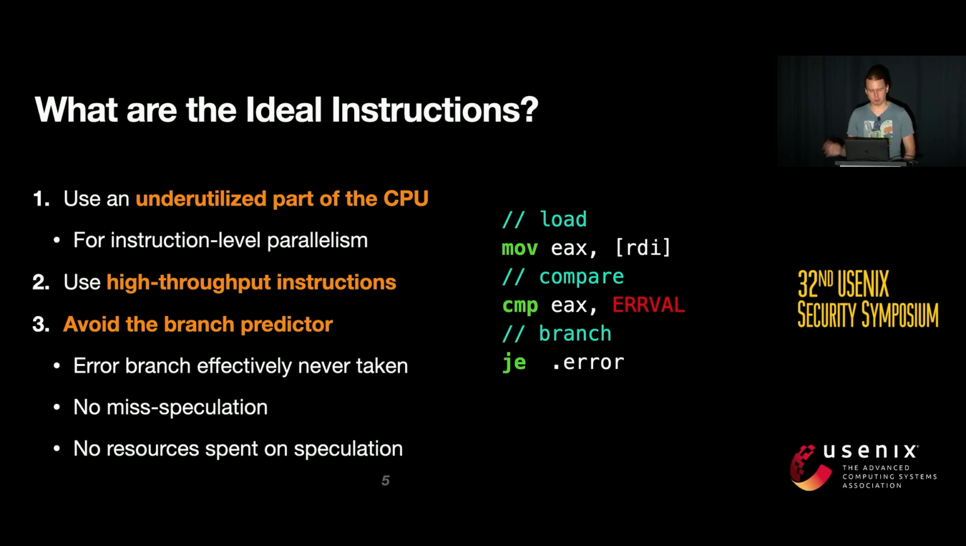For example, you use a part of the CPU that's underutilized. If that part is usually just idling, and you get an instruction running there, you essentially pay very little runtime cost because it's already just idling. We usually call this instruction level parallelism. Another point we want, and this is pretty obvious, we want high throughput instructions. We want to go fast.